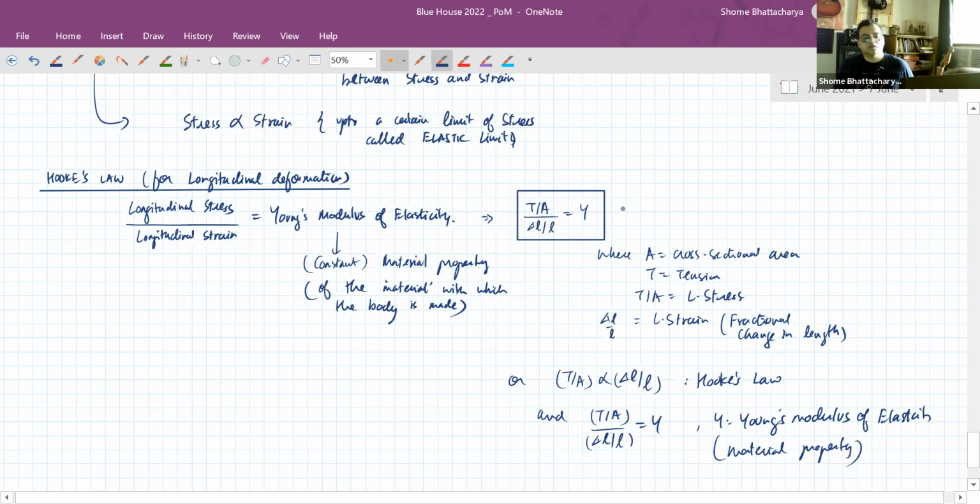But this is for stress less than a maximum limiting value called the elastic limit. So we'll discuss more about elastic limit in future. Okay, first we will understand the application of Hooke's law.